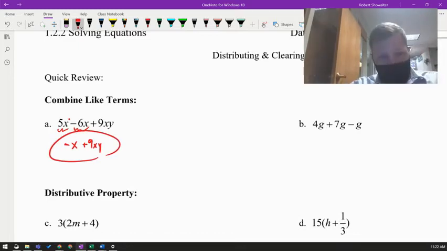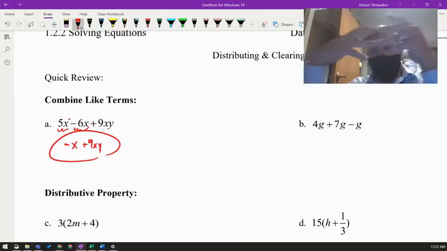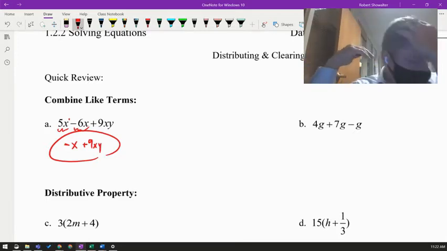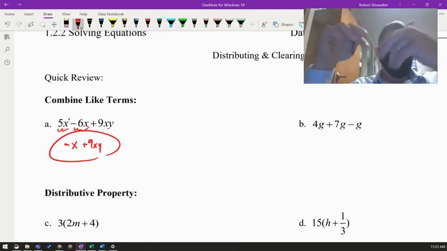We can't combine the term with just an x and the term with the xy because they're not like terms. They're kind of incompatible. It's like talking about inches and inches squared. One's area, one's length. You can't really combine them.